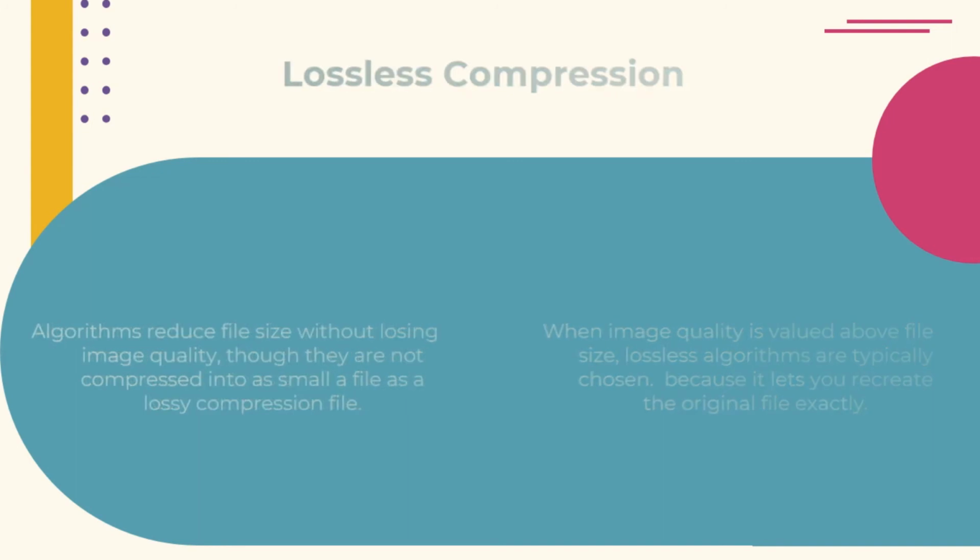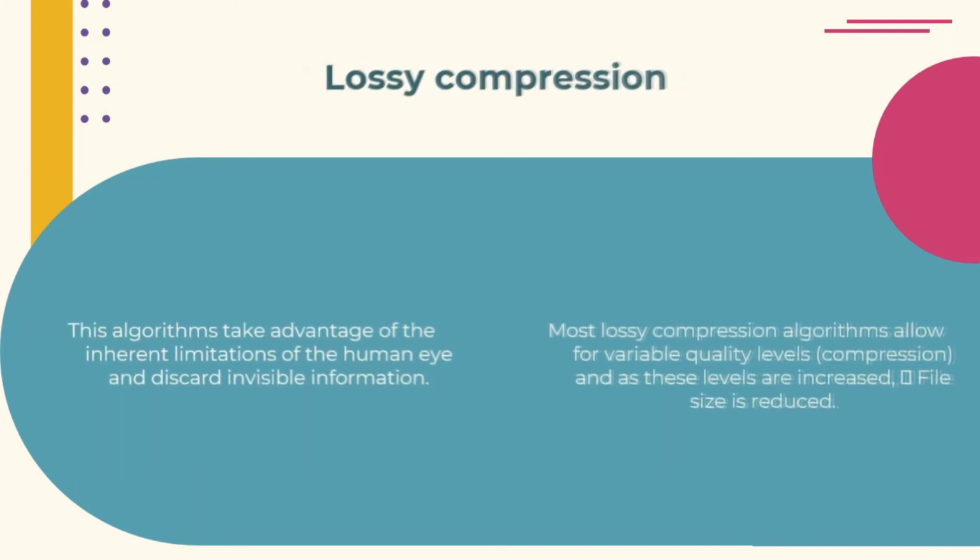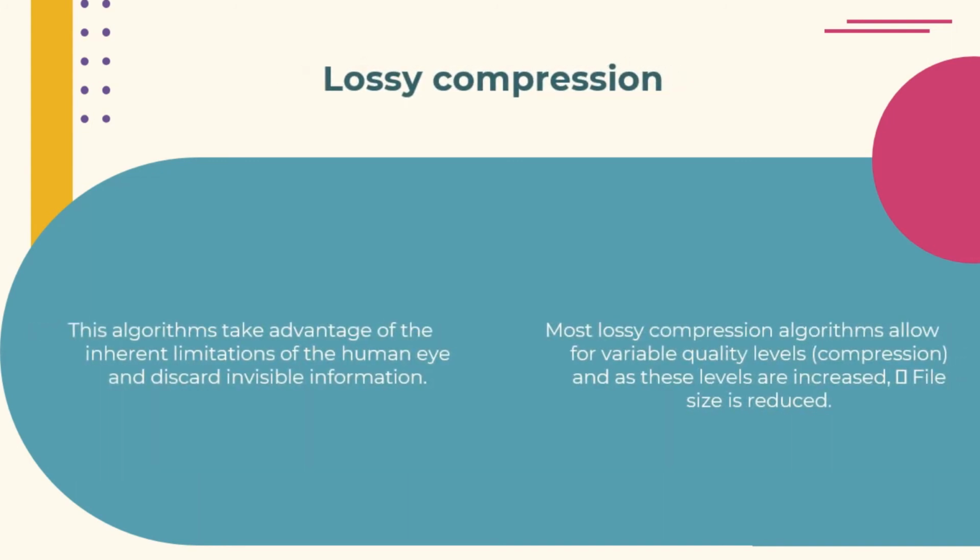The next slide will show lossy compression. This algorithm takes advantage of the inherent limitations of the human eye and discards invisible information. Most lossy compression algorithms allow for variable quality levels, and as these levels are increased, file size reduces.